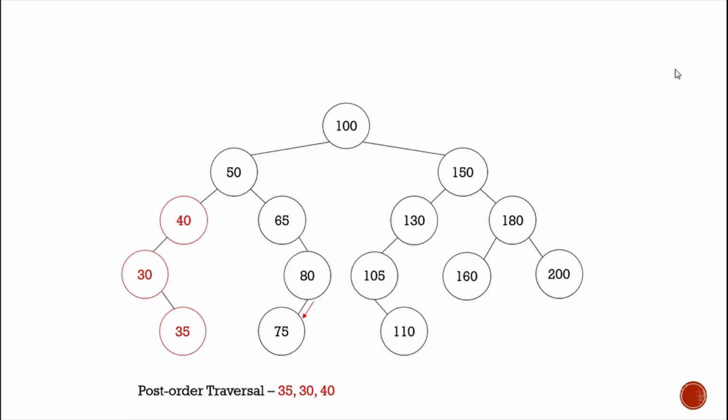After this it tries to travel to the left subtree of 75. But 75 doesn't have any left subtree. Then it tries to visit the right subtree of 75, which you can see is also not present. So now 75 is printed as it is the parent node here.